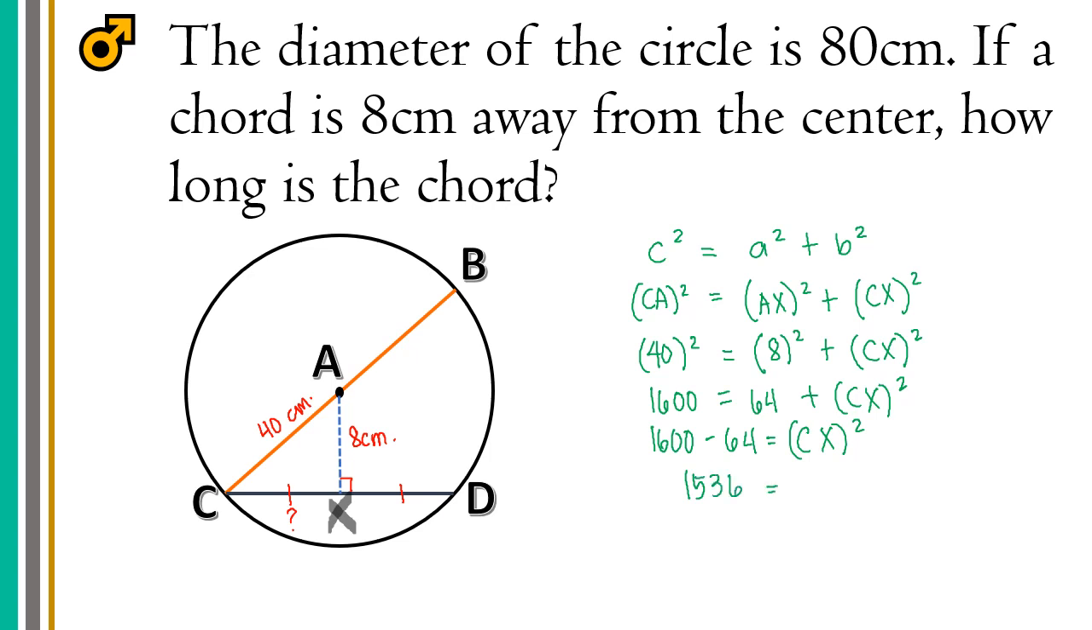It's 1536. Now this is not yet the final answer, because as you can see, we still have CX squared. So we need to get the square root of both sides of our equation to simplify it further. The square root of CX squared is CX. And 1536 is not a perfect square number, so we need to factor it. Make sure that one of those factors is a perfect square so that we can simplify it easily.